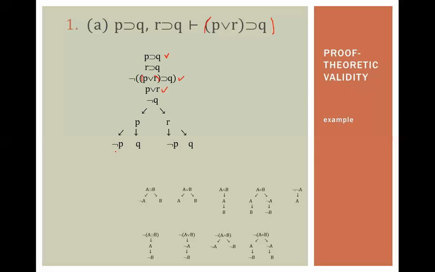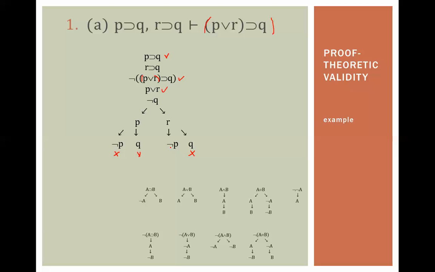Notice also I have some things that are already closing out. P and not P. We said the branches close when you have something of the form A and not A. I have P and not P. You can't have P and not P, that's a contradiction, so closed. You also have not Q and Q, closed. You also have not Q and Q, closed.